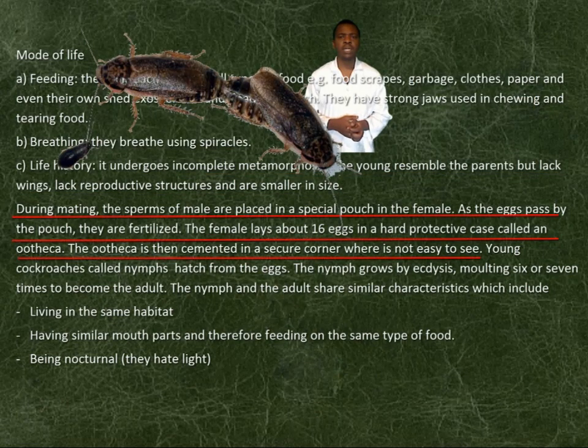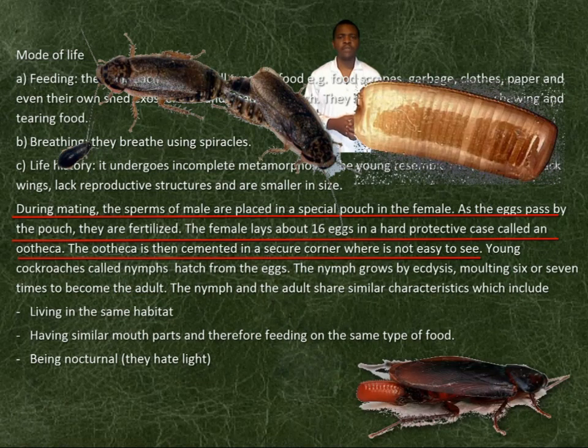During mating, the sperms of the male are placed in a special pouch in the female. As the eggs pass by the pouch, they are fertilized. The female lays about 16 eggs in a hard protective case called an ootheca. The ootheca is then cemented in a secure corner where it is not easy to see.